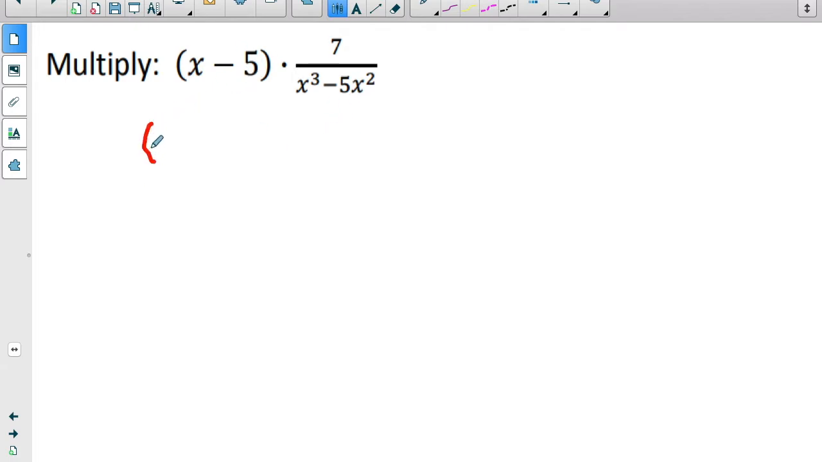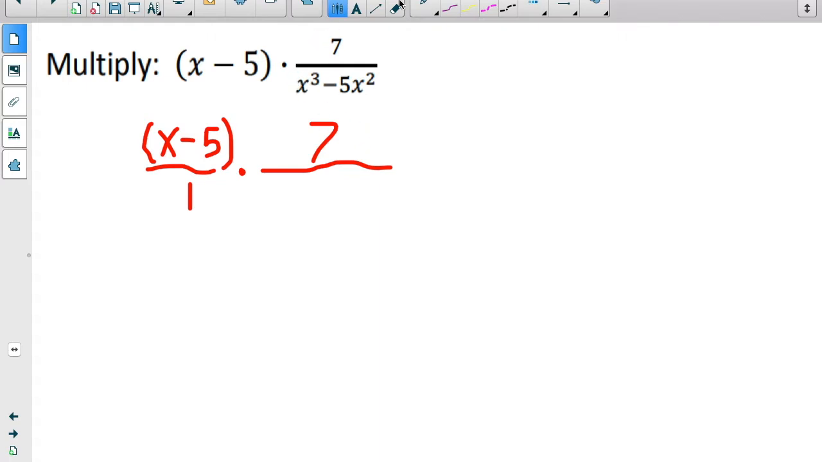So here we have x minus 5 times 7 over x cubed minus 5x squared. Now the x minus 5 is really over 1. Now the reason I haven't written in the x cubed minus 5x squared is that we need to simplify it. Because if we can simplify or factor anything in these rational expressions, we need to do that, especially with multiplying.